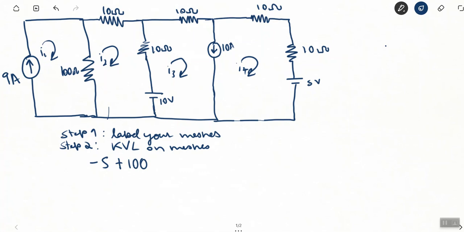And the current going through this 100 ohm resistor is not just I1, it is actually I1 minus I2 because I2 will counteract that current going down. So I1 is 9 amps and then I will write I2. And obviously the sum of that is 0. So that's loop 1. Done. Now let's go to loop 2.